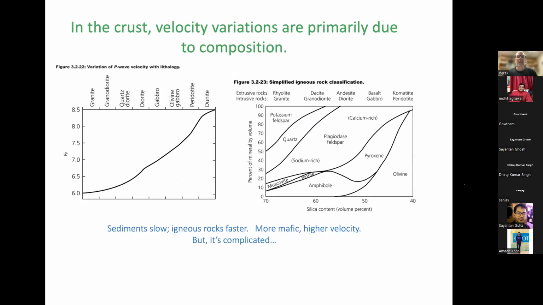Another thing to note is what velocity variations really mean. In the crust, velocity variations are primarily due to composition. So basically, as I go from more felsic to more mafic rocks, the velocity goes up. Sediments are slow, igneous rocks are faster. More mafic rocks have higher velocity, but it's actually a lot more complicated than this simple plot would show you.